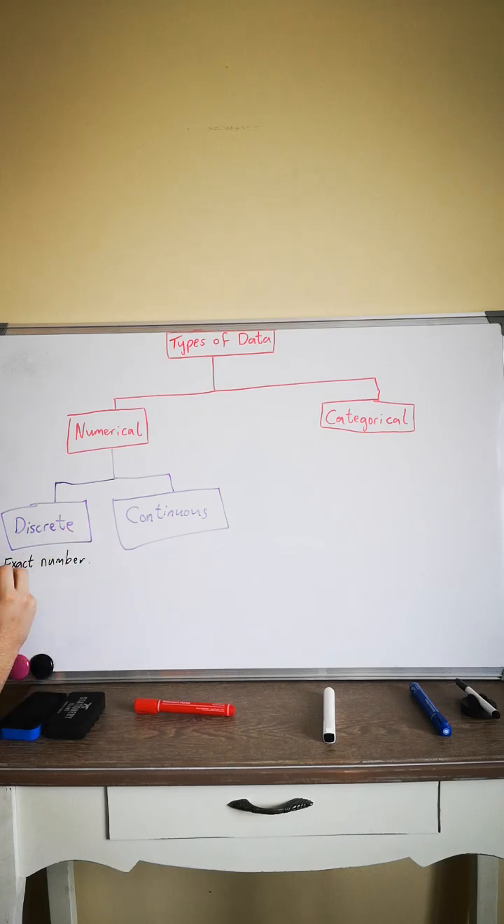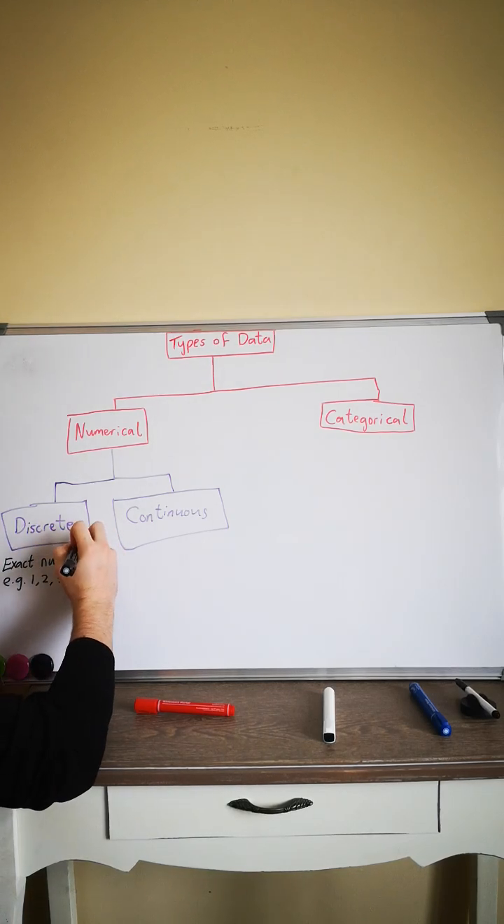So it has to be, for example, 1, 2, 3, 4, so on and so on. It has to be an exact number. It can't be a decimal. Okay? Can't be a decimal. So it has to be an exact number, or I'll put in brackets here, a whole number.